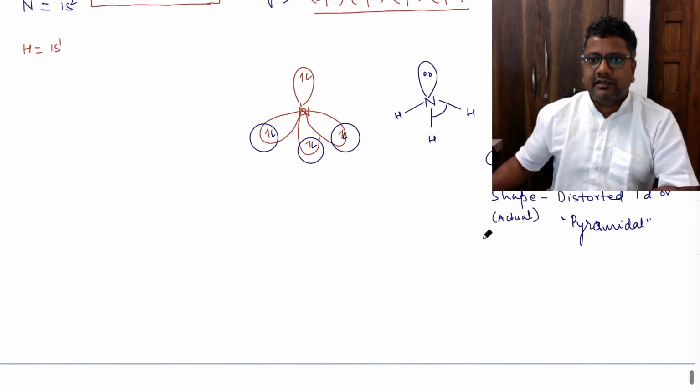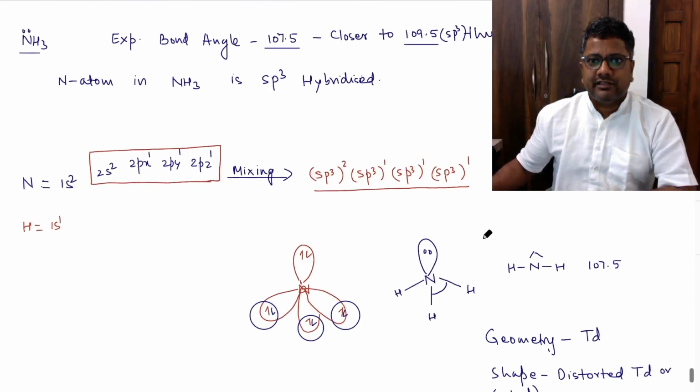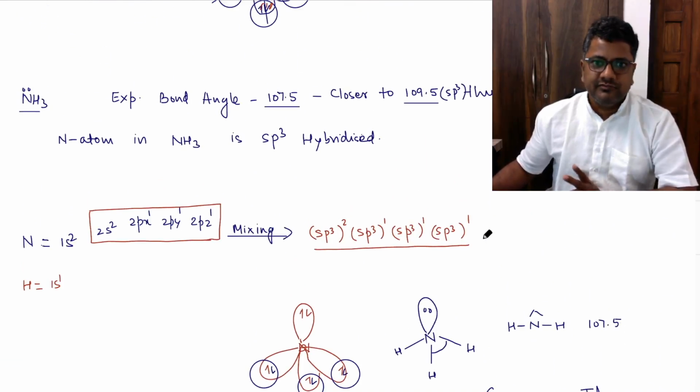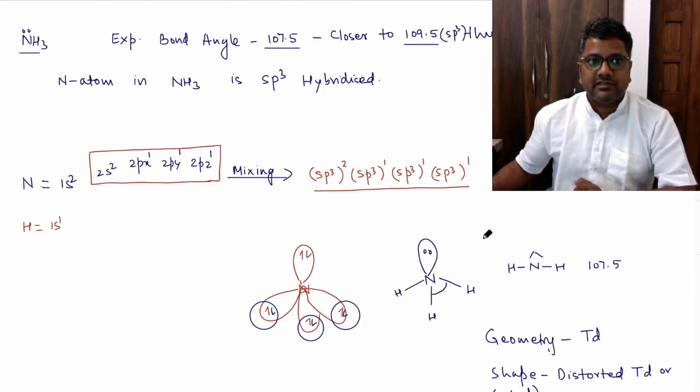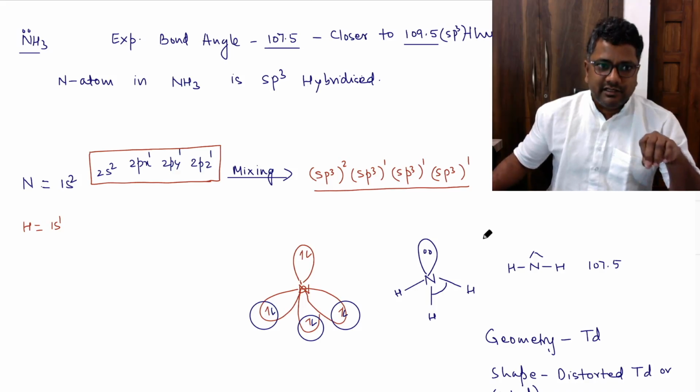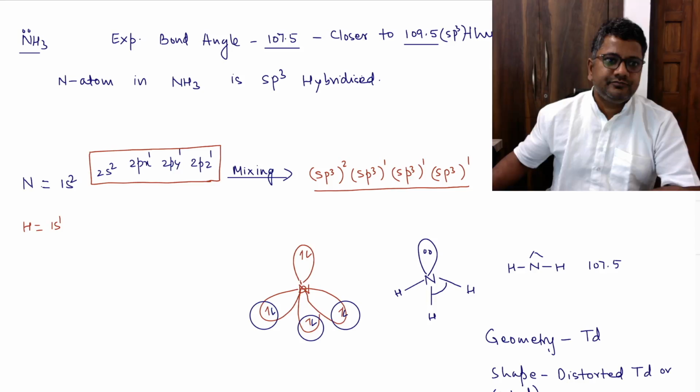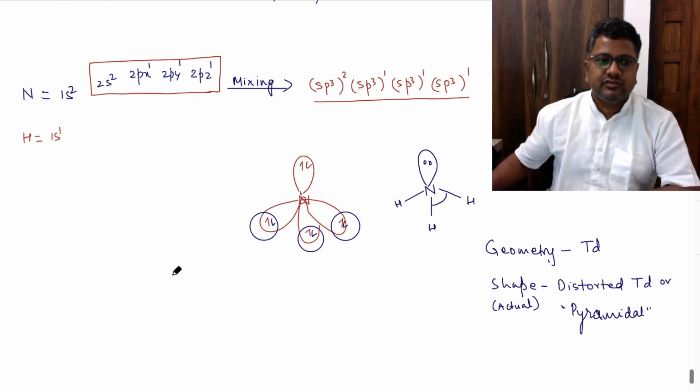A similar case is there with water also. In water there are two lone pairs, so water also does not have the same shape and geometry. They are different, right? So one by one we will now see the water molecule.